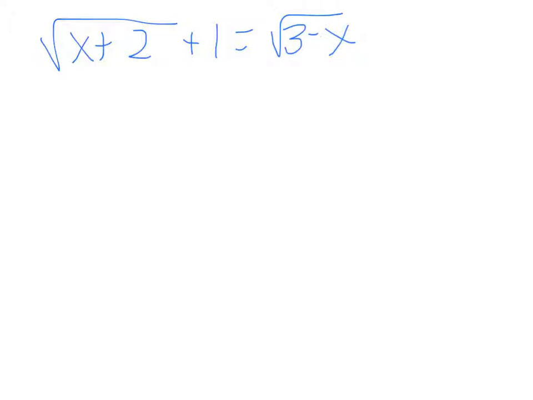All right, the other example, this is number 8 from the notes. We are going to take the square root of x plus 2 and then add 1, and that is equal to the square root of 3 minus x. So we're going to start by squaring both sides.